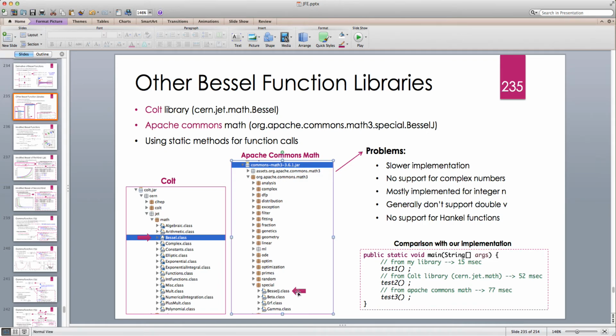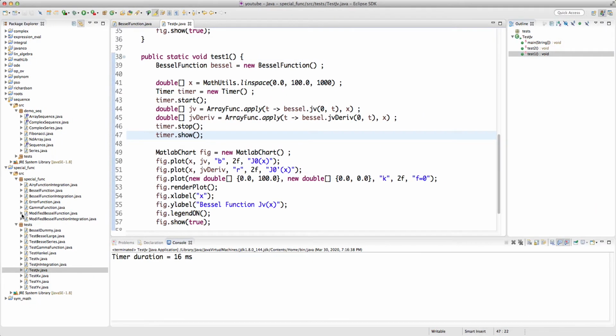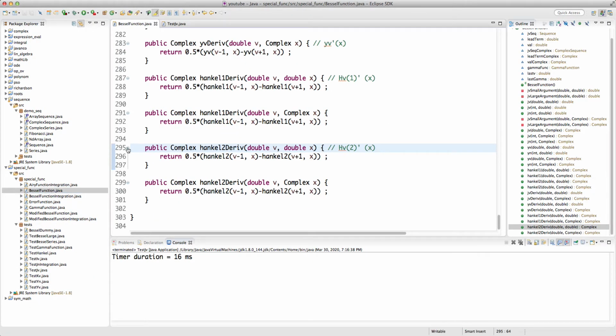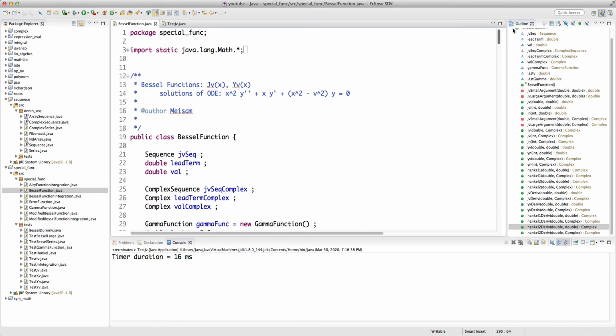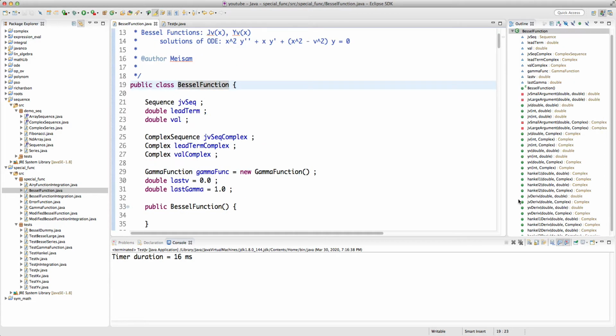So there is no Bessel K or something like that. It's Bessel J. And then these implement the Bessel functions or method calls using static methods. Remember, when I implemented that, I did not use a static implementation. So we have to create an object. So there is no static call.